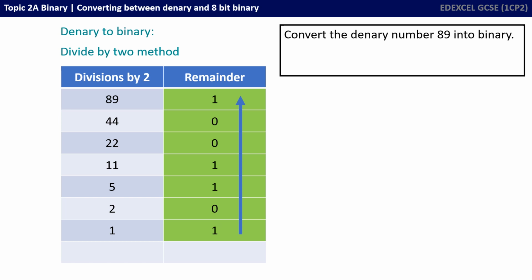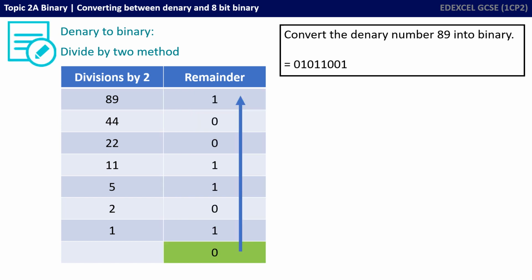To get the binary back, we now simply read the number from bottom to top. So the number 89 in binary is 1011001.